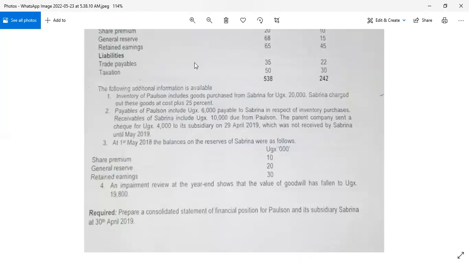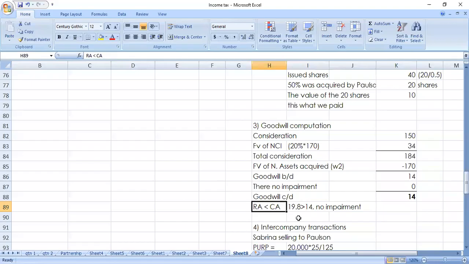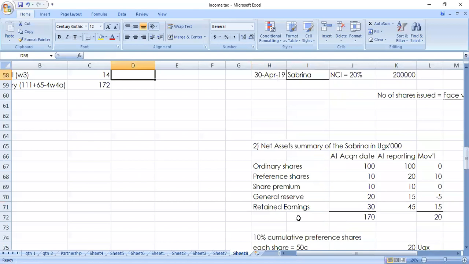I already explained that. Let me show you again what I showed you. This part here, we say that there's an impairment if the recoverable amount, the 19,800, is less than the carrying amount, which in this case is 14. And we're saying that's not true because 19.8 is greater than 14. So there's no impairment. Okay, so the impairment is 0, Shakira. All right, so let's continue. So inventory, we are done.